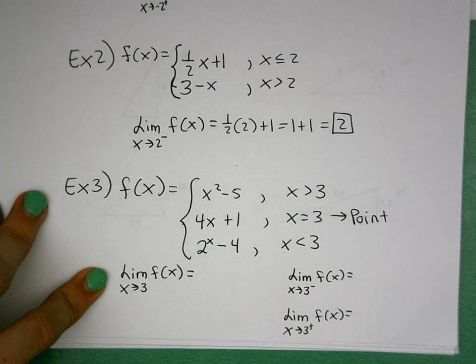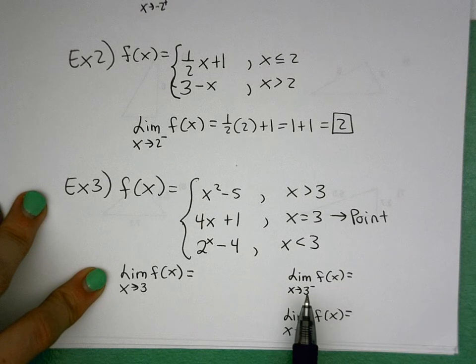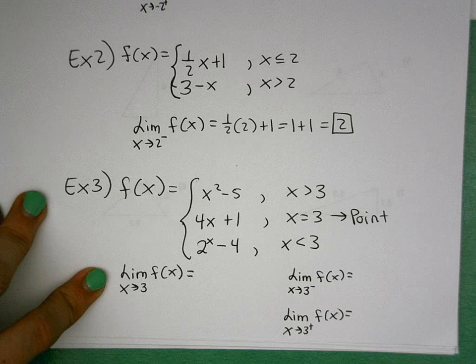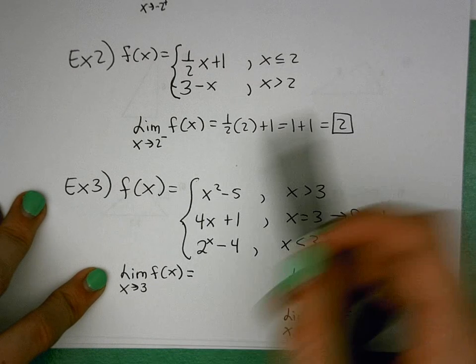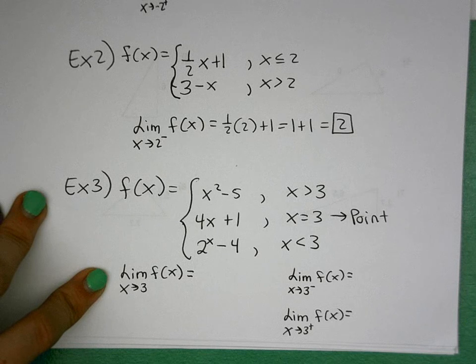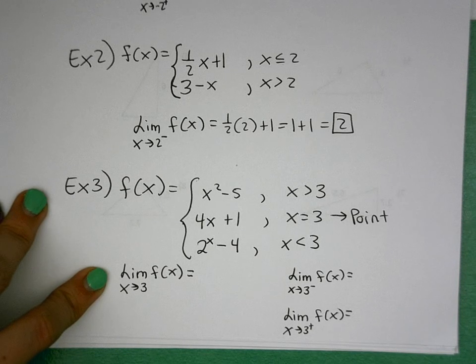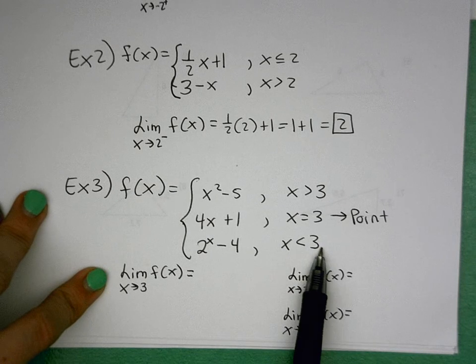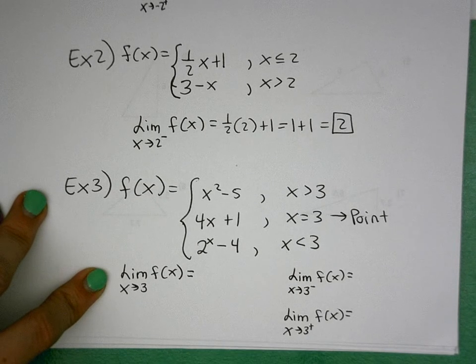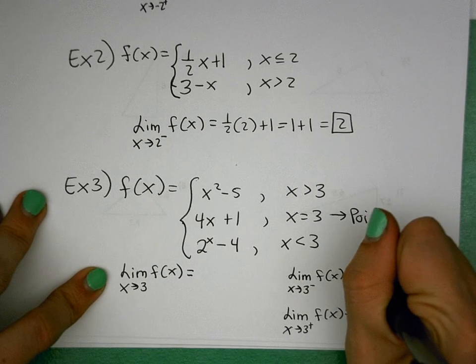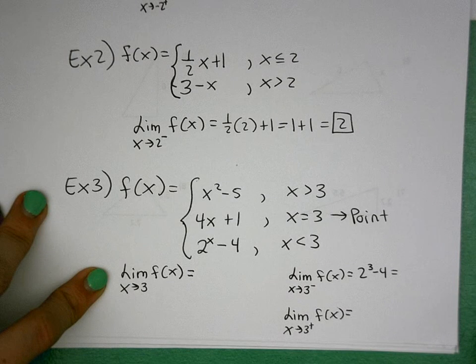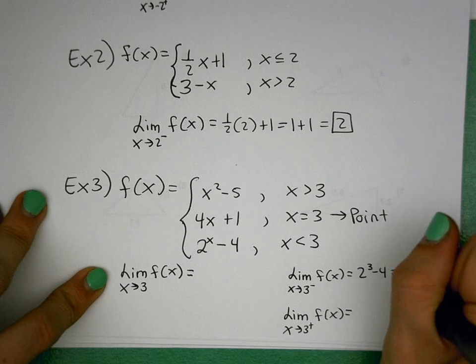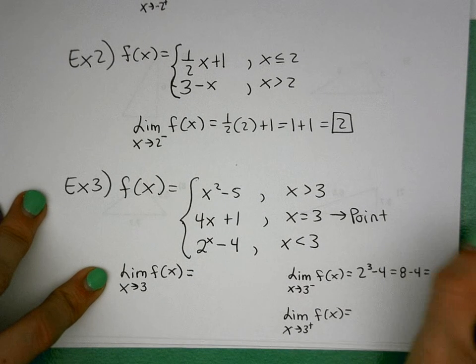And so as I approach 3 from the left, think about numbers that are left of 3. 2, 1, 0, -1, -2. Which one of these equations pertains to those values? Well, that's this guy down here, right? 2 is less than 3, etc. So I'm plugging in here 2 cubed minus 4. 2 cubed is 8. Minus 4 is 4.